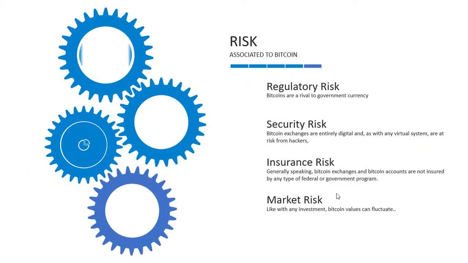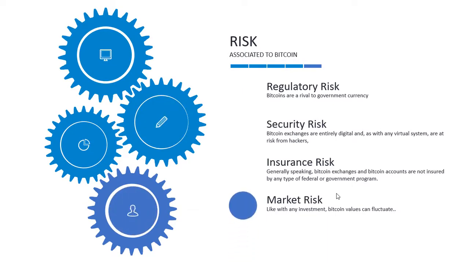Regulatory risk. Investing money into Bitcoin in any of its many guises is not for the risk-averse. Bitcoins are a rival to government currency and may be used for black market transactions, money laundering, illegal activities, or tax evasion. As a result, governments may seek to regulate, restrict, or ban the use and sale of Bitcoins, and some already have. Others are coming up with various rules.